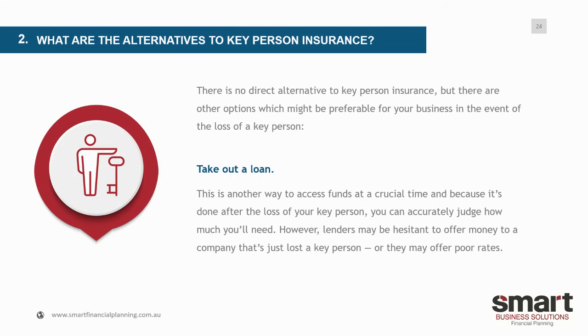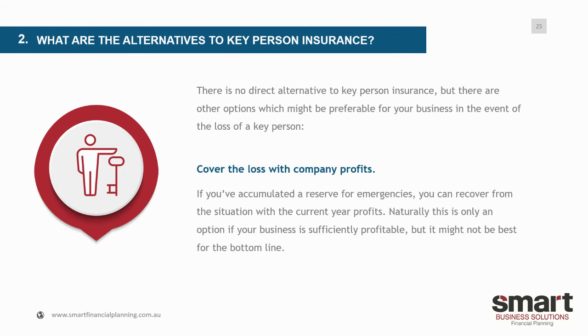So what are the alternatives if you don't have this type of insurance in place? Again, it's about how you're going to access those funds. You take out a loan to try and work that out. Lenders may be hesitant to offer money if they've lost the key person, or it may be at really bad rates. Cover the loss with company profits.